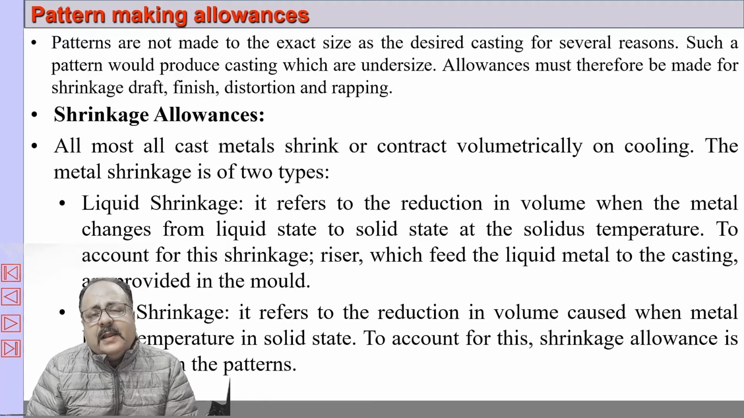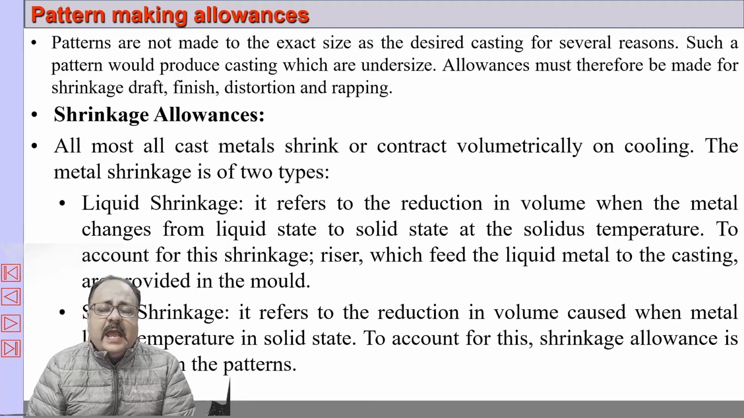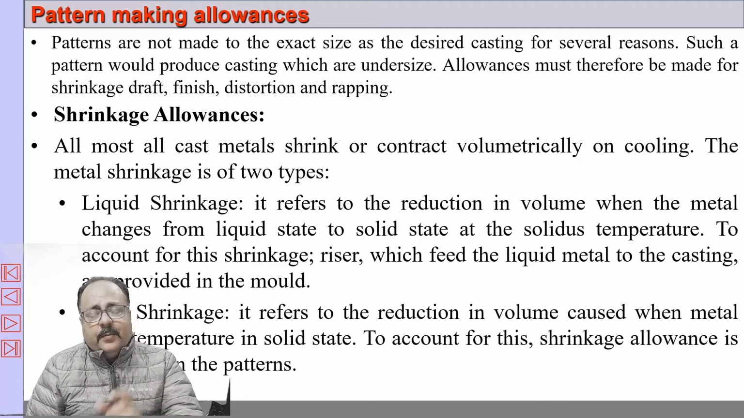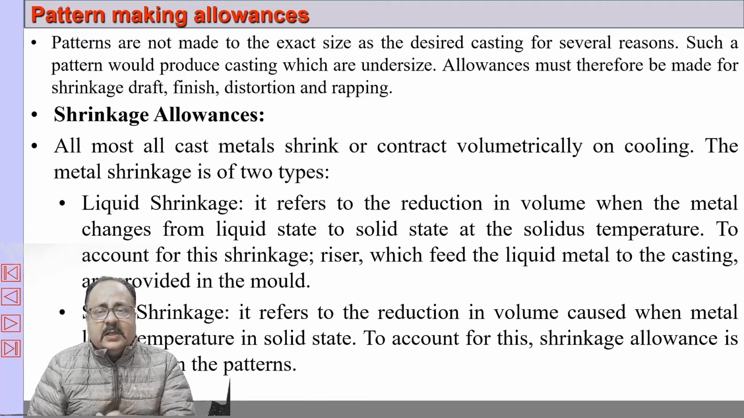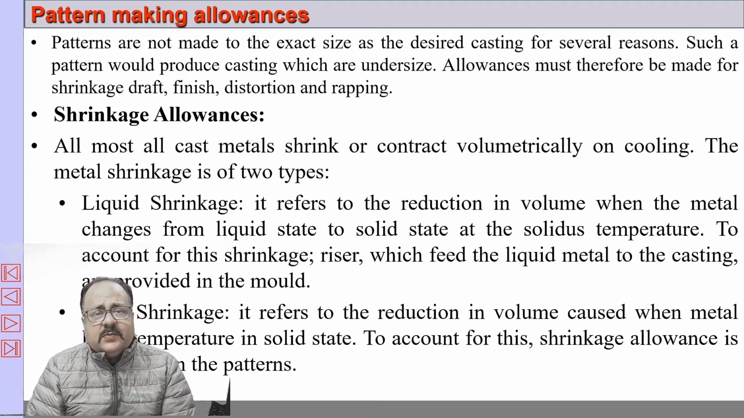Pattern, in my earlier lectures, I have defined as an approximate duplicate of the final casting. Now why is it called an approximate? Because it has several allowances attached to it plus the core prints. So you can say the pattern of exact dimension of the final casting plus the core prints attached to it plus the allowances makes the pattern dimension. So what are these allowances? Those allowances we'll be discussing in today's lecture. So start with the first allowance, that is the shrinkage allowance.